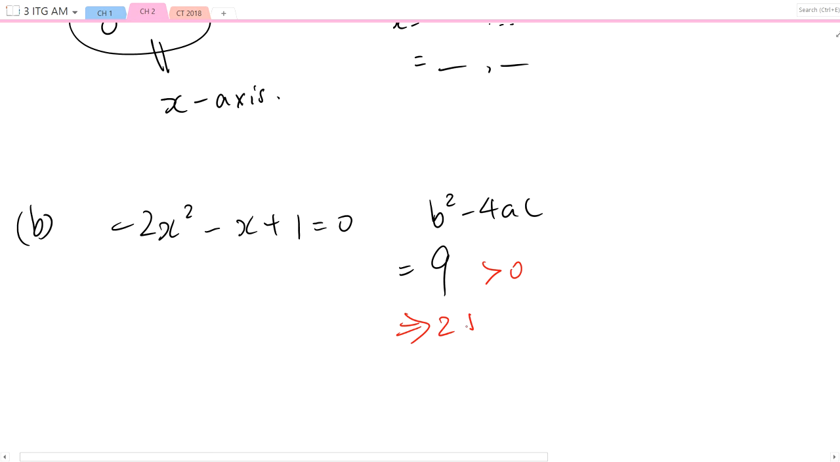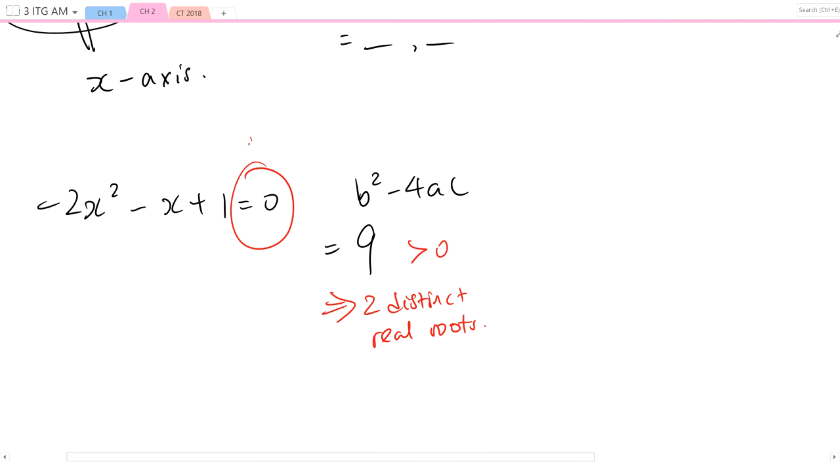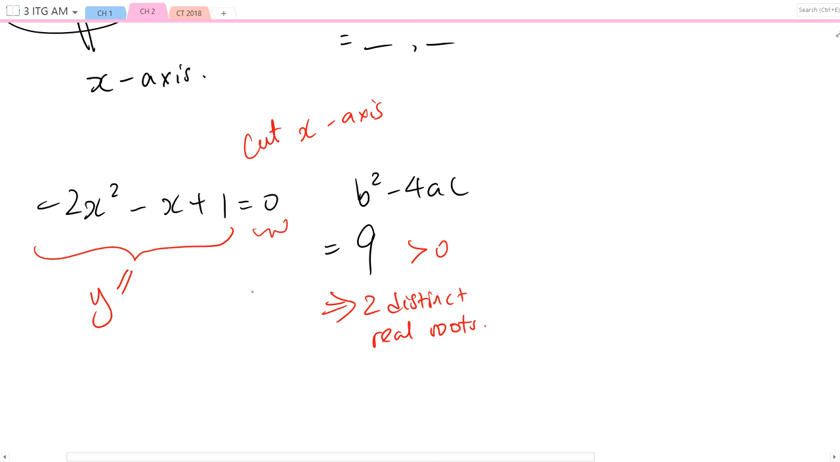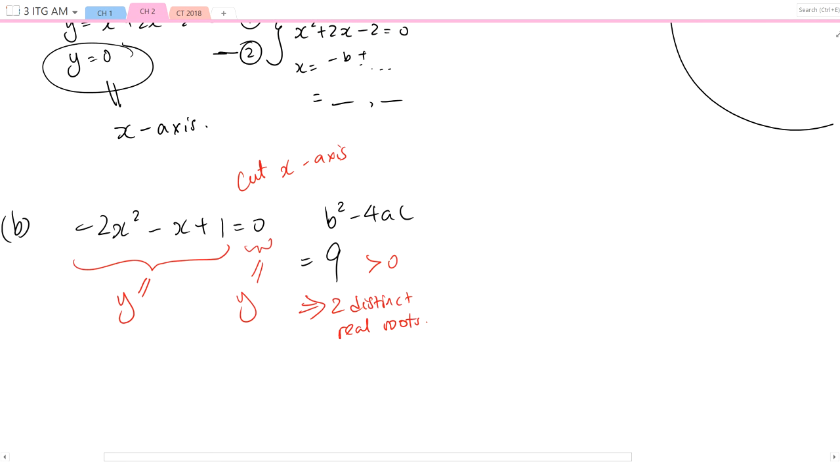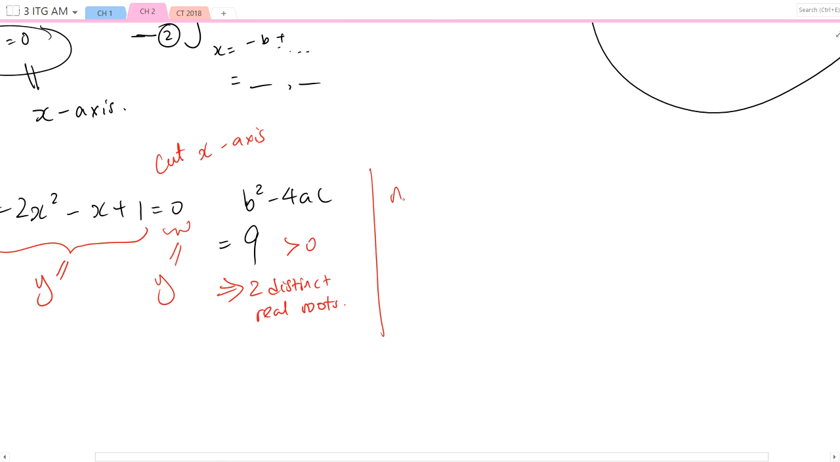It means that there are two distinct real roots. It's going to cut at two different spots. Okay, in this case, it is going to cut our x-axis. Y-axis, because this part is simply y equals negative 2x squared minus x plus 1, and this is y equals 0, which is our x-axis. Okay? So if we calculate, we see that the roots are equal to negative 1 and 0.5.